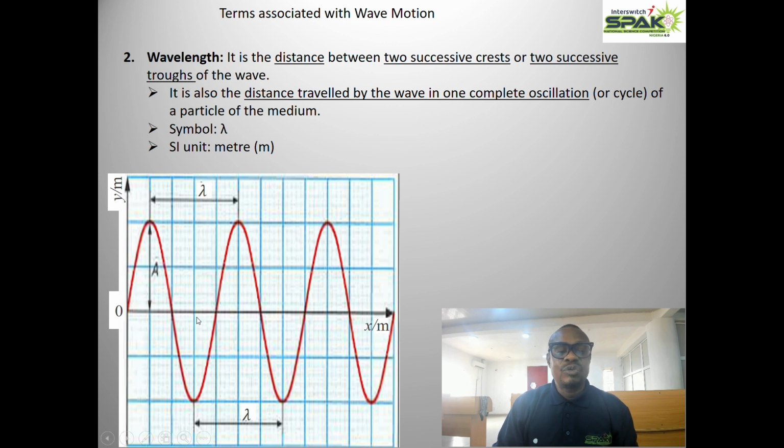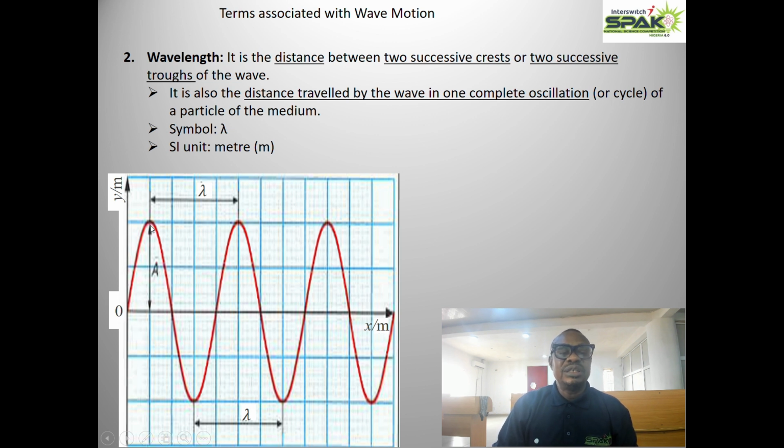One cycle is equal to 360 degrees, which is equal to 2 pi radians. So the distance of a complete cycle is equivalent to one wavelength. You can take that as one of the definitions. A complete cycle is equivalent to one wavelength.